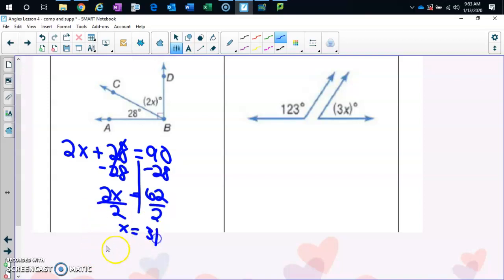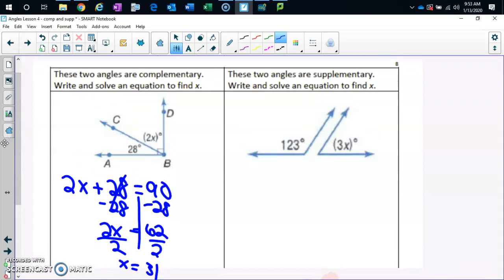X is 31. Now, this second question, I 100% need the words, because if I didn't have the words, I would not know what the relationship is. It says, these two angles are supplementary. What does the word supplementary mean? They add up to 180. So, Isaac, give me the equation that I would write to solve this. Start with this.